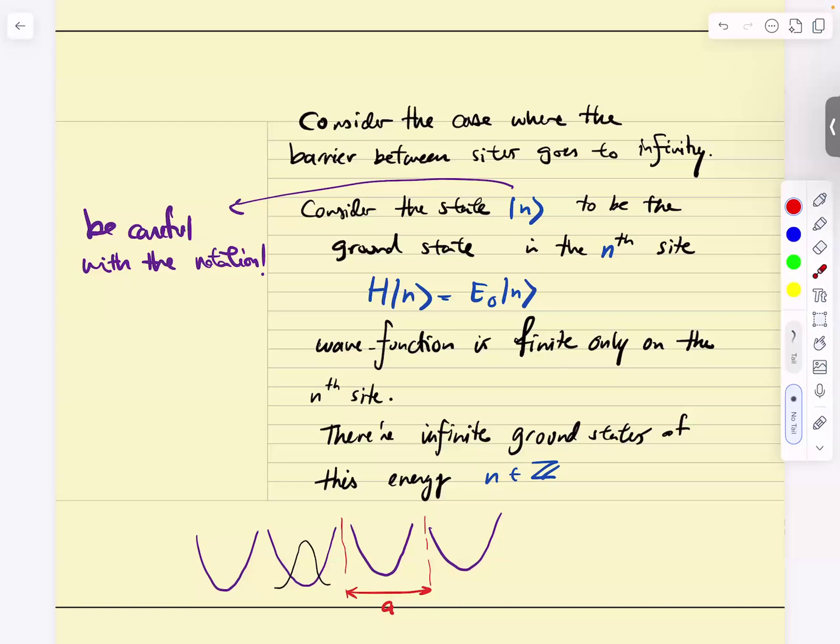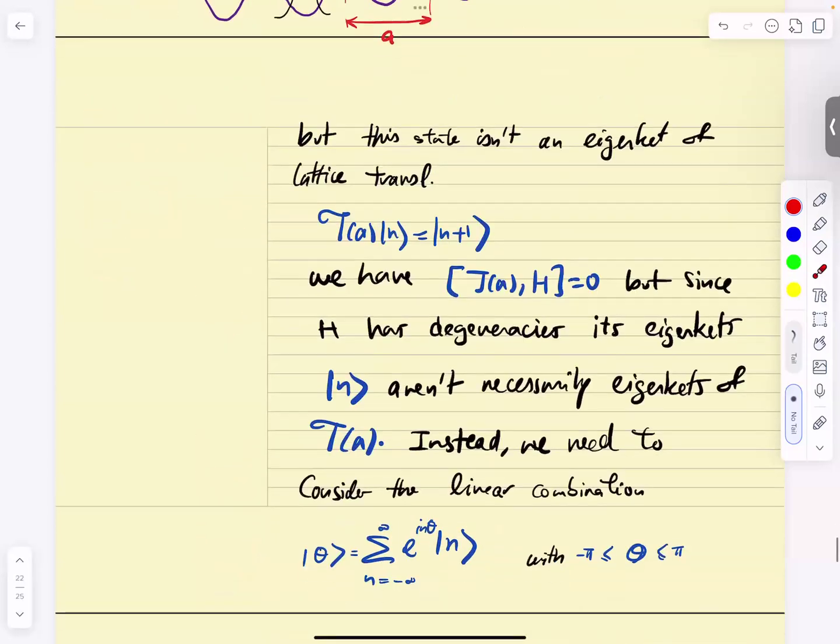So how does T of A act on this, and what does it give you? It gives you ket n plus 1, right? So if I put the coefficient to be independent of n, 1, is it an energy eigenket? Is it a translation eigenket? It is, right? As a matter of fact, more generally, I can pick it to be this.